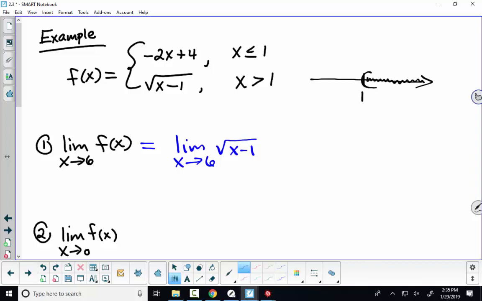So if I said, what's the limit as x approaches 1,000, you're going to also use the function root x minus 1. Because 6 is somewhere way over here. I can approach it from both directions because it's completely contained within that particular domain.